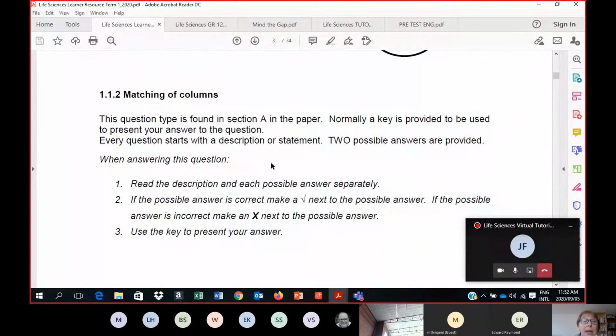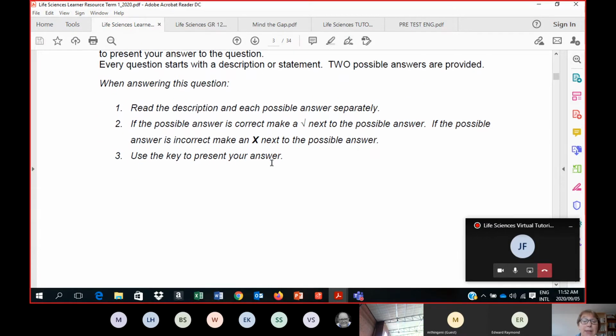Each question starts with a description or statement. 2 possible answers are provided. When answering this question, read the description and each possible answer separately. If the possible answer is correct, make a little tick next to the possible answer. If the possible answer is incorrect, make an X next to the possible answer. And then use the key to present your answer.